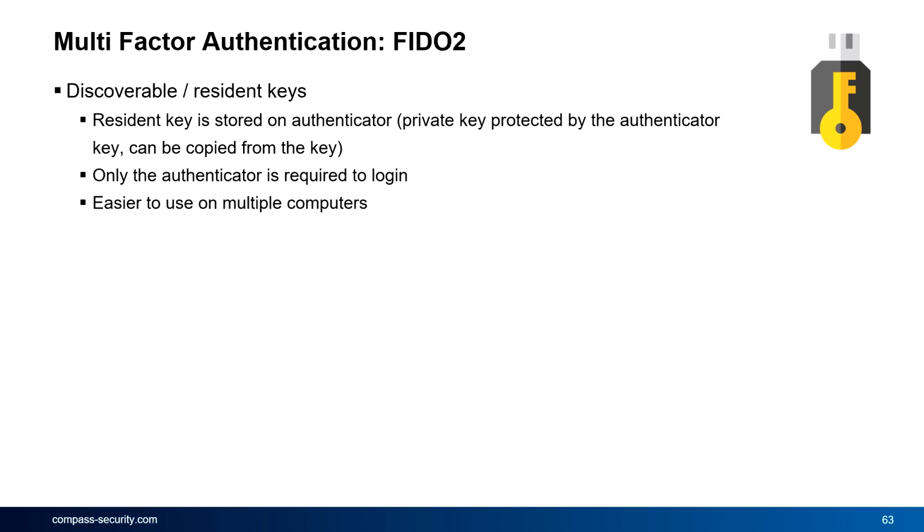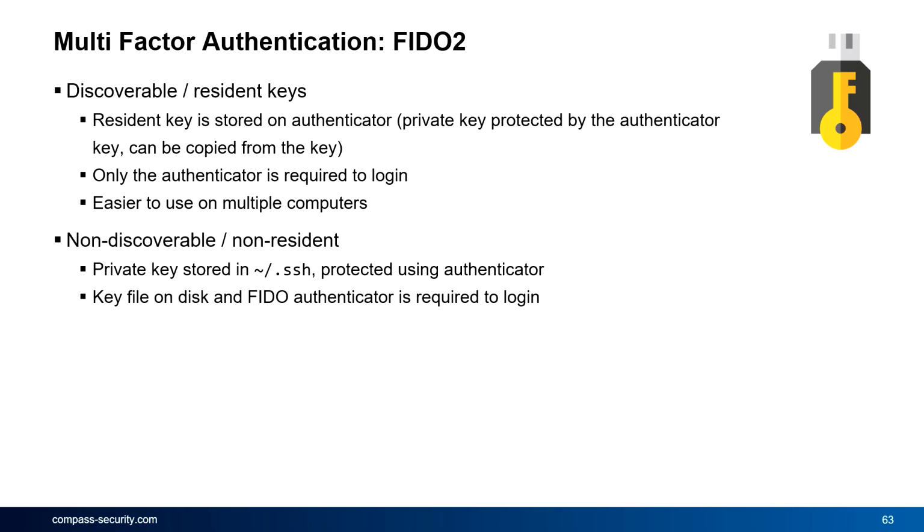There are two types of keys. There are the discoverable, also called resident keys. This means that an additional key is stored on the FIDO key. This is basically a private key which is protected by the authenticator key. And this resident key can be copied from the FIDO key to your local machine. This means if you want to access a system, only the authenticator itself is required to perform a login, because you can copy this resident key to your computer. So this makes it easy to use if you want to use your authenticator on different computers.